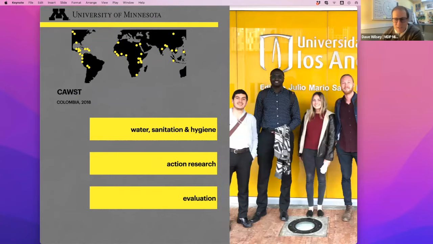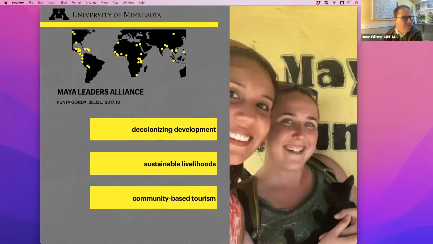I'll spend a little less time on these next ones. We've had some projects in Colombia. We did one working on water, sanitation, and hygiene. It was participatory action research and had an evaluation focus. And again, this is water systems in rural Colombia.